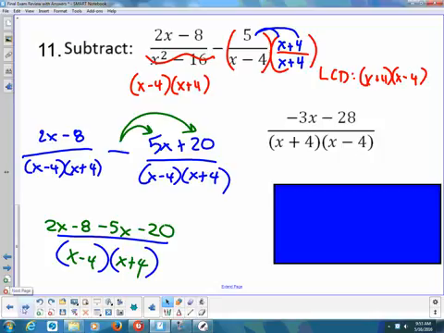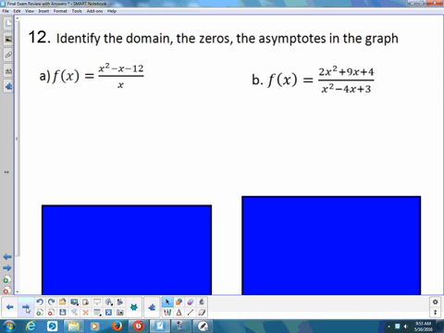All right, let's take a look at number 12. For number 12, we're identifying the domain, the zeros, and the asymptotes in the graph. So let's start out with the domain. In order to find the domain, we need to set the what equal to 0.